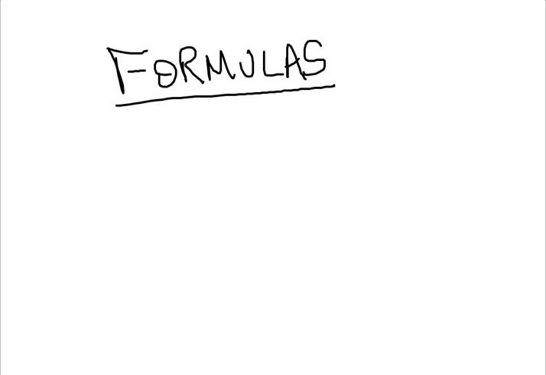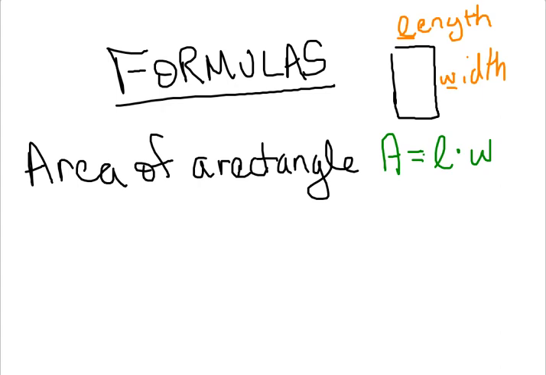Going to talk about some formulas that you often see in word problems and that you're just going to need to know throughout the rest of this class and your time here at St. Pat. So the area of a rectangle is length times width. So area, we use a capital A, length a little l, and width a little w. So area of a rectangle is length times width.